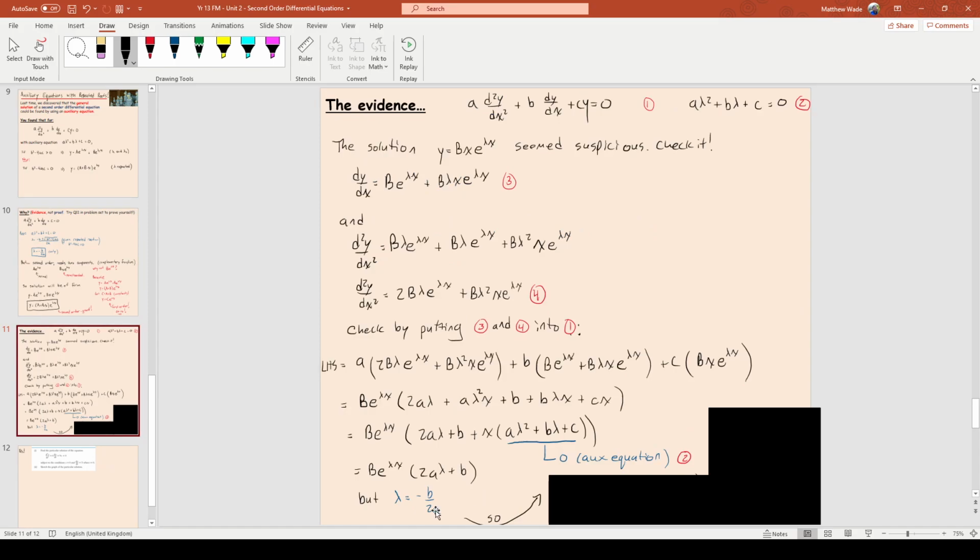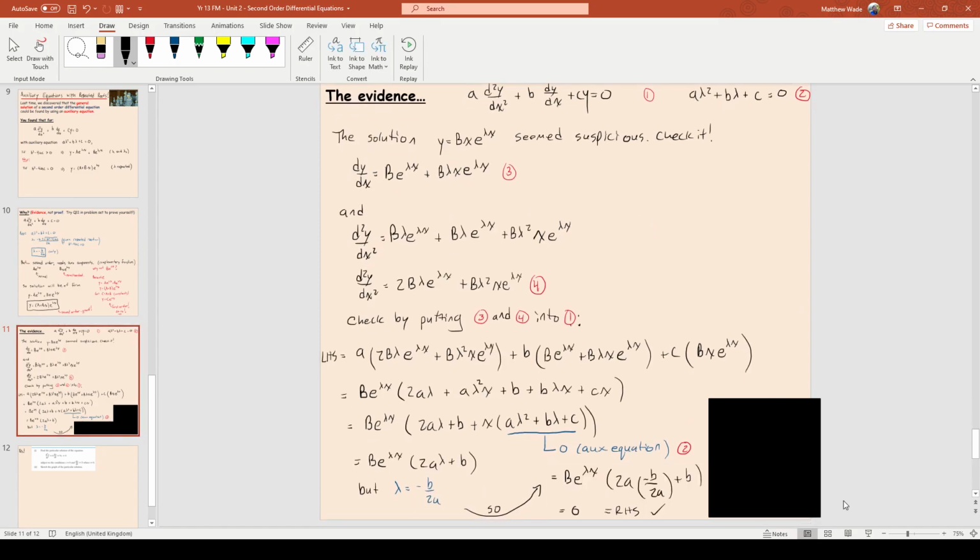Well, check it then. If lambda is minus b over 2a, here's what you can do. You can bosh it in. Cool? So check it out. 2a and then lambda is minus b over 2a. Cancel, cancel. You're left with minus b plus b, which is 0, which is the right-hand side. Oh my gosh, we proved it, my lovelies.